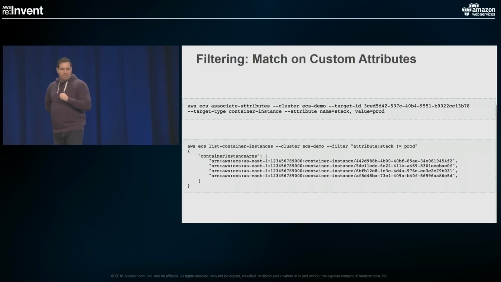And here's how you would set and then filter and eventually run a task on a custom attribute. So here you would associate an attribute with a target ID, which would be a container instance ARN, and then you would provide us with the key value. So in this particular case, we say this is stack prod, and then you can see if I was running a development workload, I could say, run this on anything that's not in my prod stack.